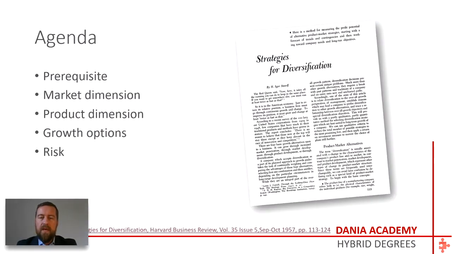It's this article over on the side, Ansoff, and it's actually from 1957, so it is a really old model, but it has been used broadly since then, and I'll explain a little bit why. I'll start out with the prerequisites for using the model at all, then the market dimension, product dimension, growth options, and a little bit about the risk in the end.